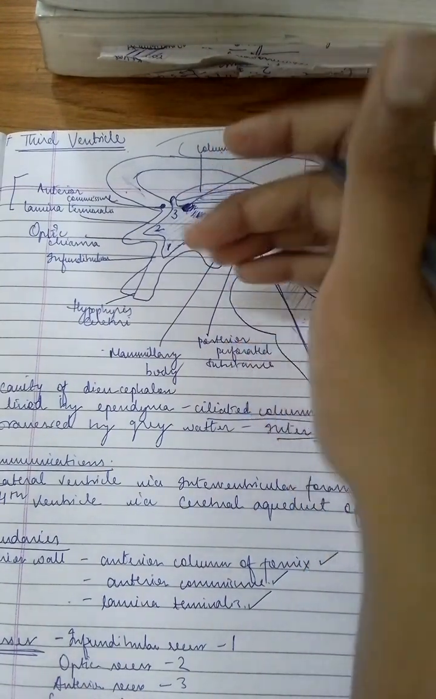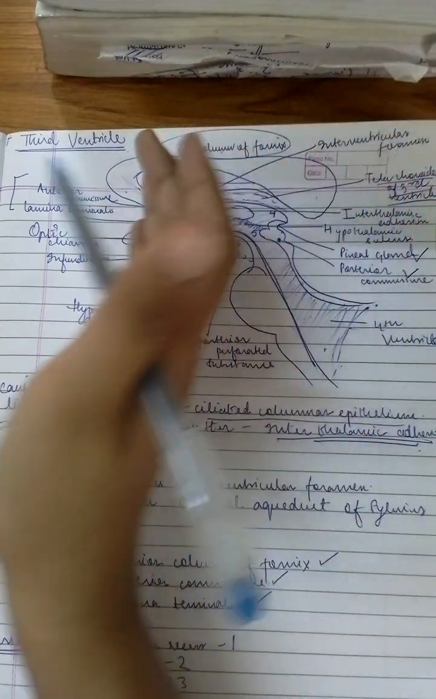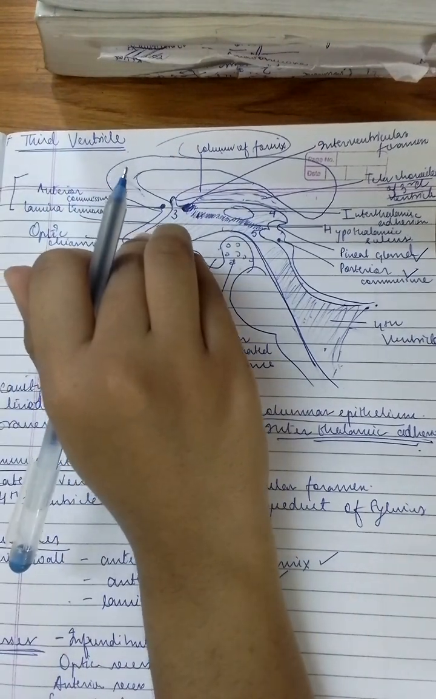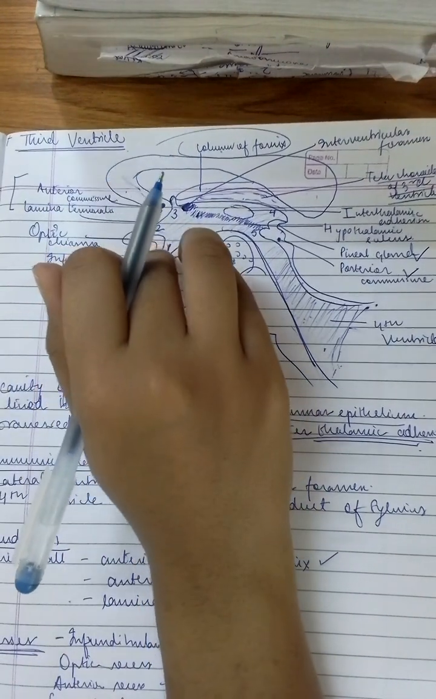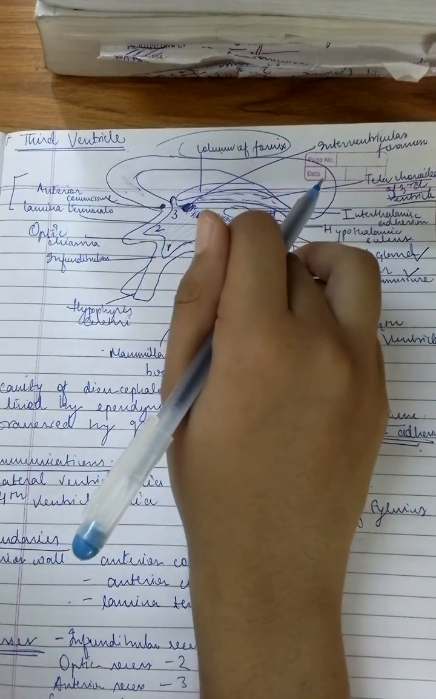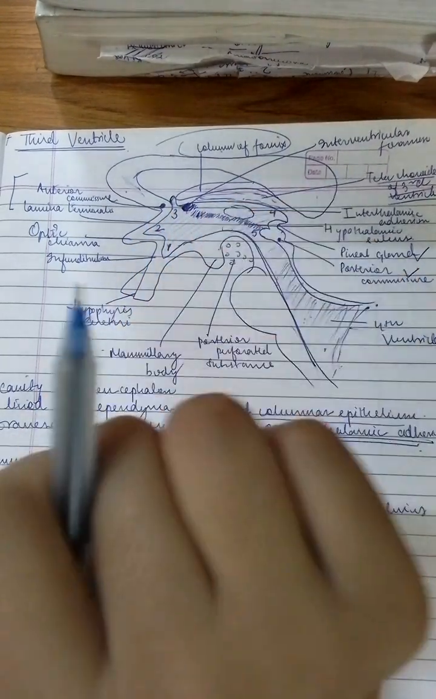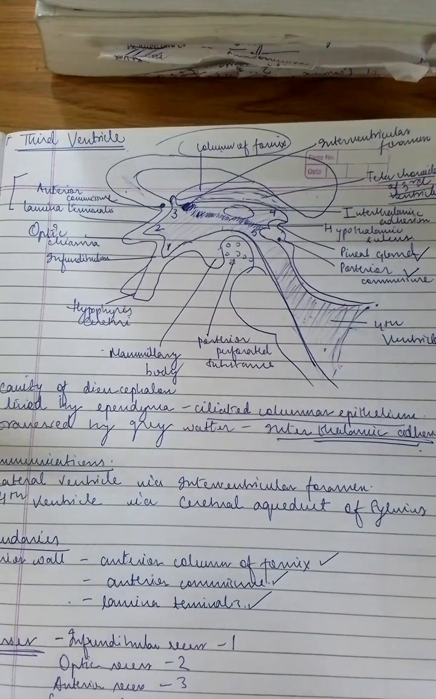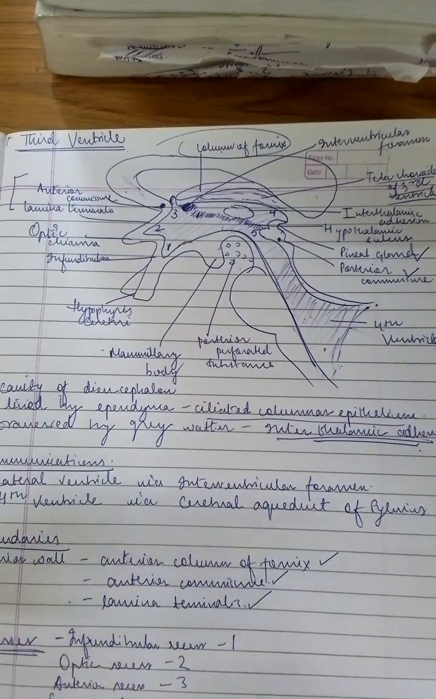And then in the floor, what all are present? The optic chiasma is present, the infundibulum is present, then the mammillary body is present, the posterior perforated substance, and the upper part of the midbrain. So the optic chiasma, infundibulum, and then the hypophysis cerebri, which is the pituitary gland, and then comes the mammillary body, then the posterior perforated substance, and the upper part of the midbrain is present in the floor.